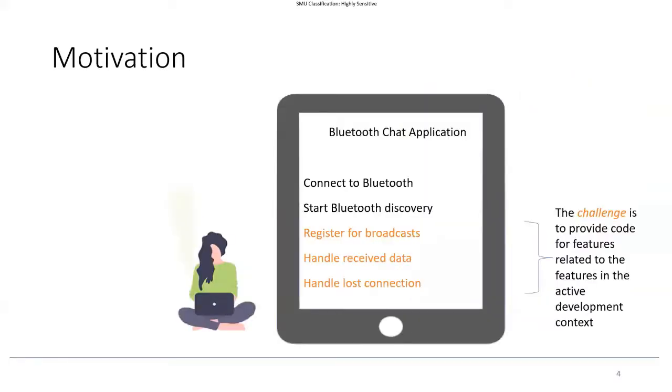Let's see an example scenario to motivate the benefits of context-aware code recommendation. If Alice is developing a Bluetooth chat application, she may have implemented the Connect to Bluetooth and Start Bluetooth discovery features. Based on her active development context, register for broadcasts, handle received data, and handle lost connection are all related features that match her application under development. The challenge is to deliver the features of interest to the user based on features already written.